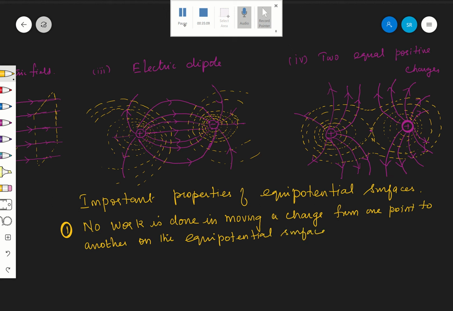Number two, we have seen: the electric field is always perpendicular to the equipotential surface.